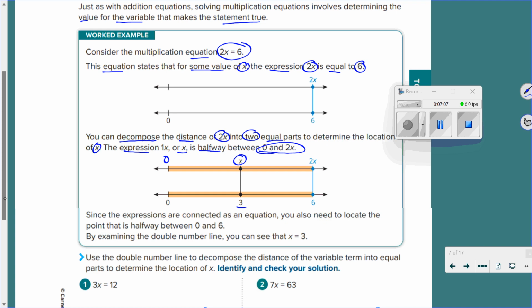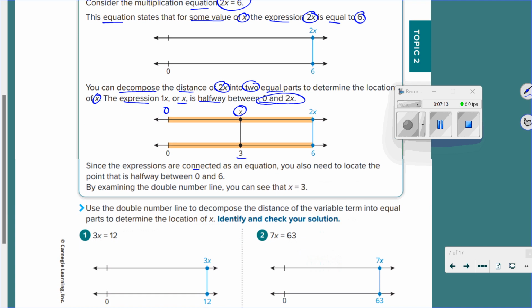Okay. So since the expressions are connected as an equation, you also need to locate the point that's halfway between 0 and 6. By examining the number line, you can see that x equals 3. That is my solution, yes? So if I ask for a solution, and I don't have x equals 3 written on my paper somewhere, did I do the solution? No.